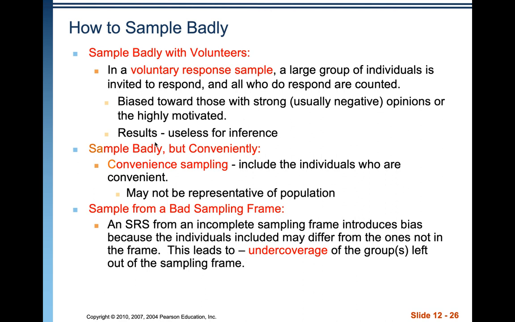Another way is to sample badly but conveniently. A convenient sample is simply what it says. You include individuals who are convenient, and they may not be representative of the population. That would be where the researcher is still selecting them, but they just select whoever is convenient.